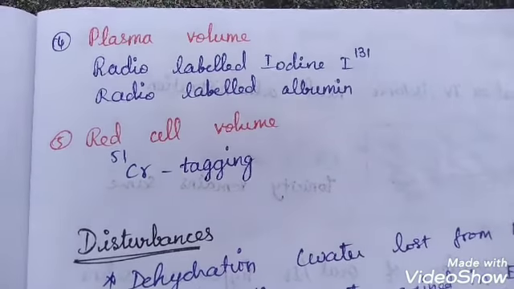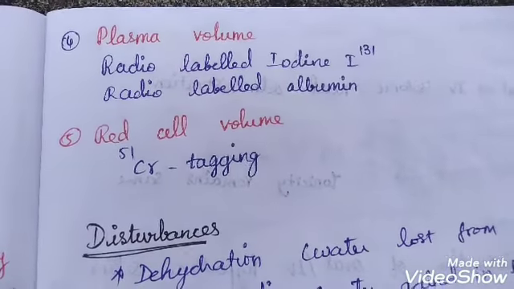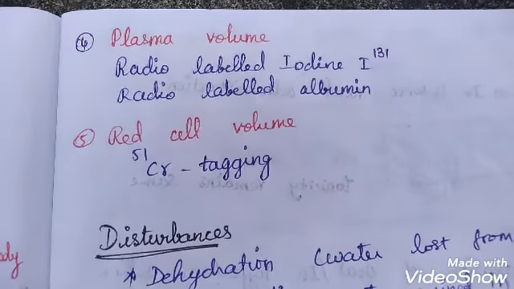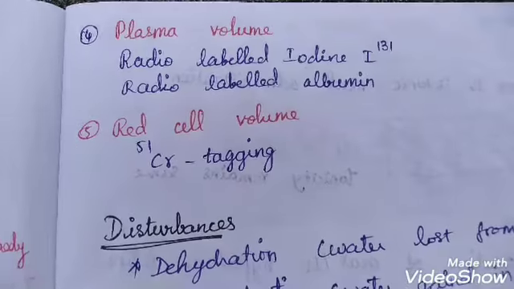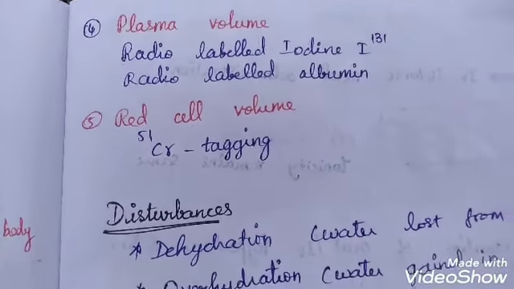To measure plasma volume, I asked this in the starting: how will you measure plasma? We can use radiolabeled iodine I131 or radiolabeled albumin. To measure red cell volume, you can use chromium 51 tagging.